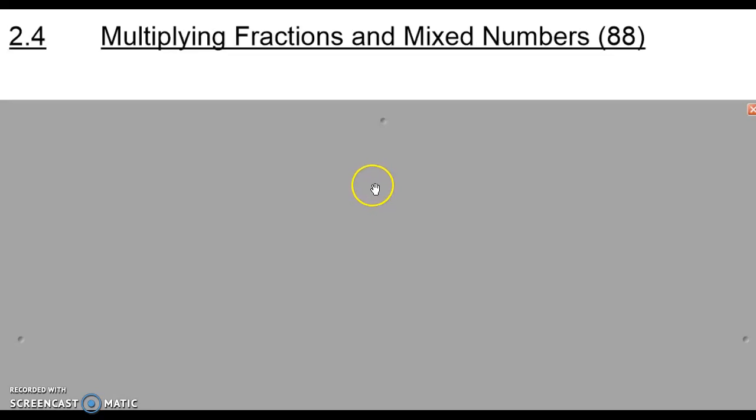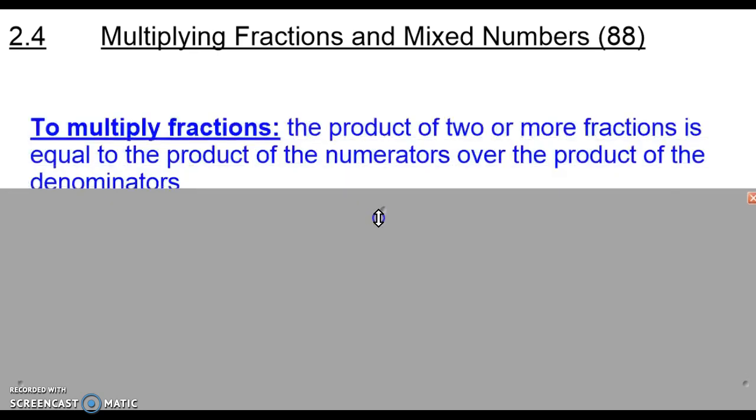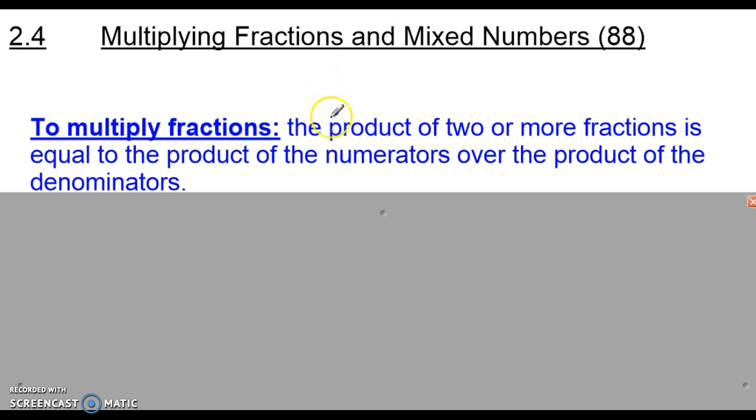Okay, so today we're going to be learning about multiplying fractions and mixed numbers. To multiply fractions, the product of the two or more fractions is equal to the product of the numerators over the product of the denominators. Remember that the word product means the answer to a multiplication problem. So if you multiply your two numerators to find the product and your two denominators to find the product, then you will find your answer to the problem.